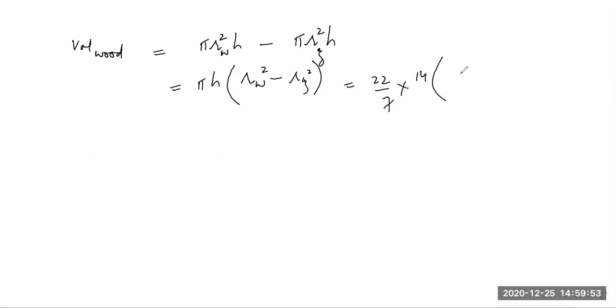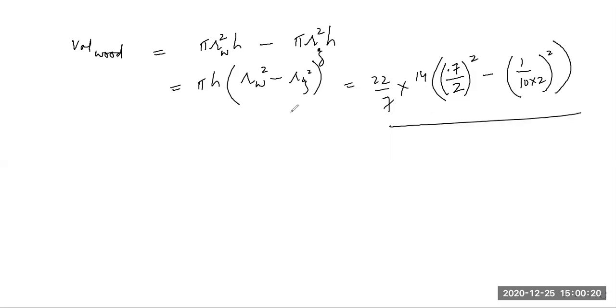I'm not seeing the length. No. Diameter of the pencil is 7 mm. Oh, 7 mm. We have to convert it to centimeter. So it will be 0.7 centimeter divided by 2. Am I right? So 0.7 by 2 whole square minus, what is the diameter of graphite? 1 mm. So 1 by 10 into 2 whole square would be the volume of wood. So that is equal to, let's try to do it, 22 by 7 into 14. Come on, students. Can anyone help me?